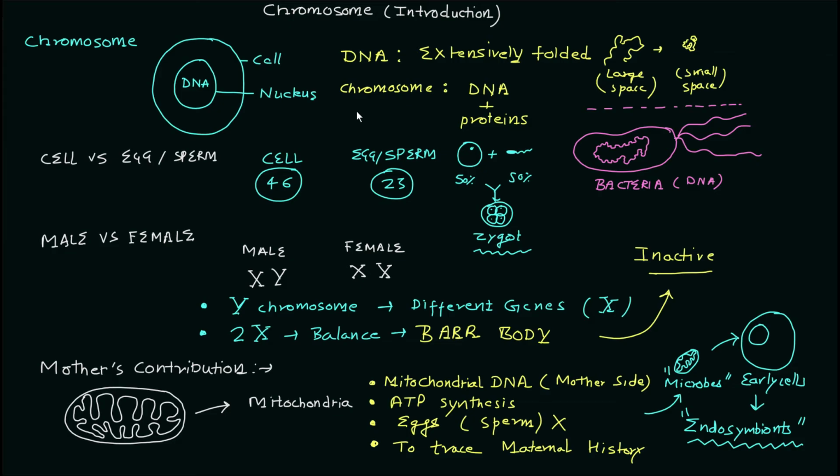But anyway, I don't want to make this video too long. I will just end this video here, and I hope that it is helpful for you to understand what chromosomes are, why there is a difference between the number of somatic chromosomes and the number of germline cell chromosomes, what the Barr body is, why there is a difference between male and female, and also the mother's contribution to the offspring as far as the mitochondrial DNA is concerned.